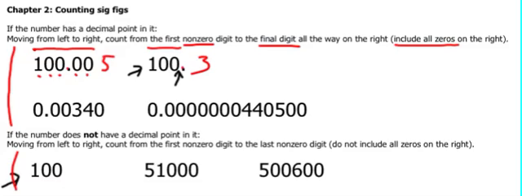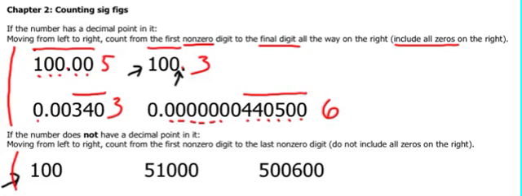The next one, that's a 0. That's not a non-zero digit. So the first non-zero digit is this 3, and then I count the 4 and that last trailing 0. So that number has 3 sig figs. Again, all of these zeros don't count. The first non-zero digit that I come to is this 4, and so I include all of those digits, 1, 2, 3, 4, 5, 6 sig figs in that number.